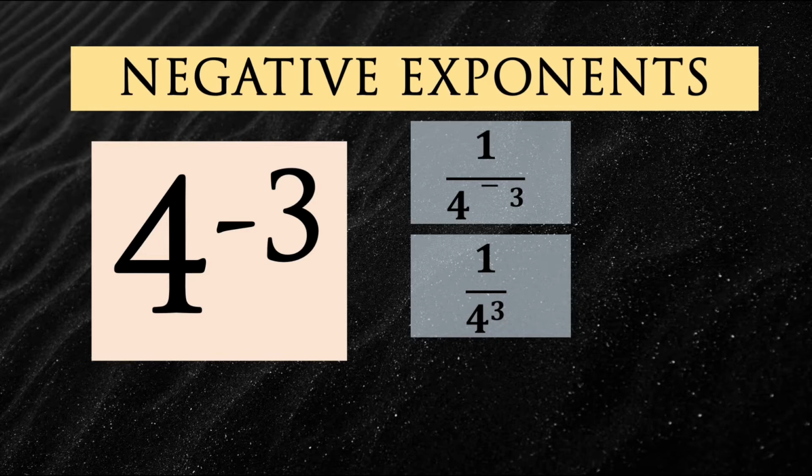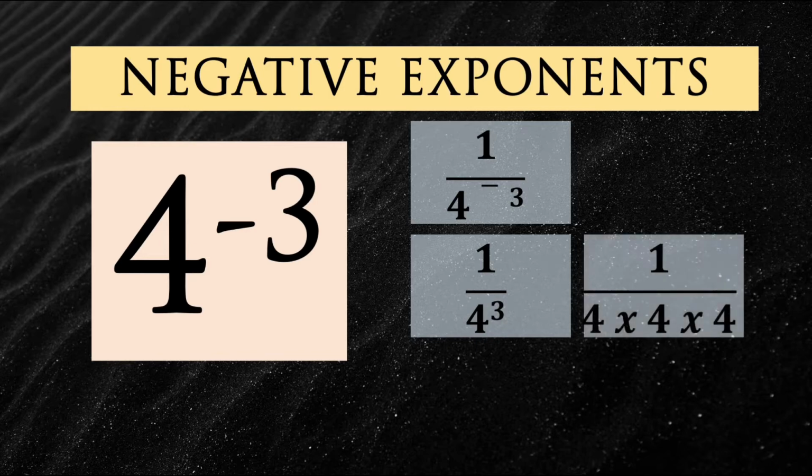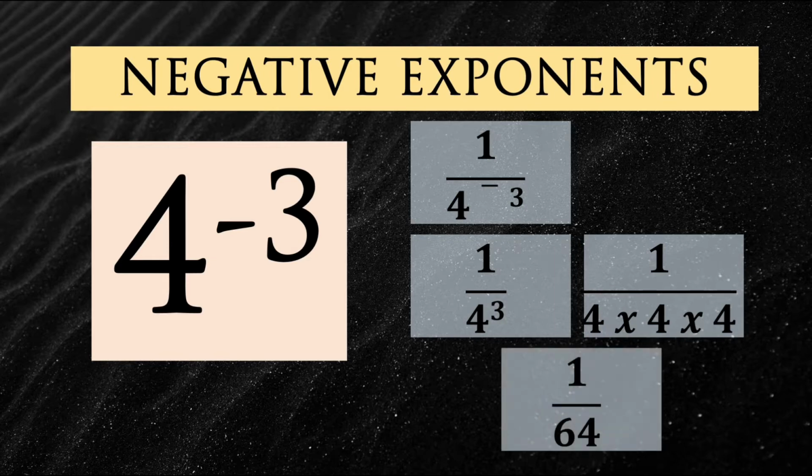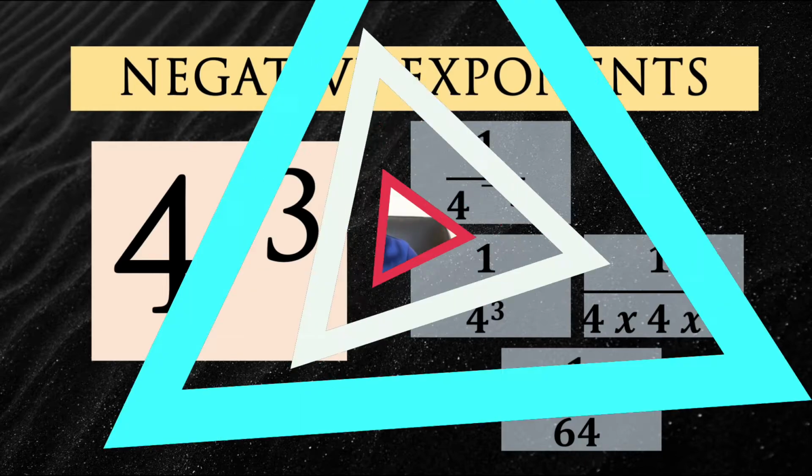And then simplify 4 cubed. So you have 1 over 4 times 4 times 4, because you have to multiply 4 by itself 3 times. And then simplify that expression and you'll get 1 over 64. So that's your answer. So what if the exponent is 1 or 0? If the exponent is 1, then the answer is the base or the number or the variable. Then, if the exponent is 0, then the answer is 1.